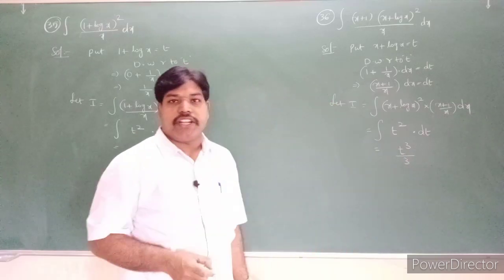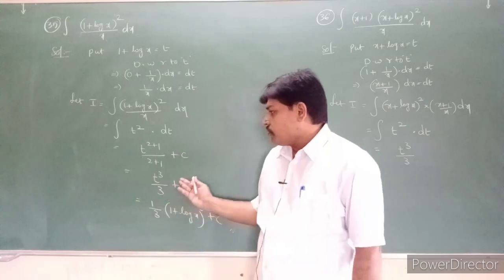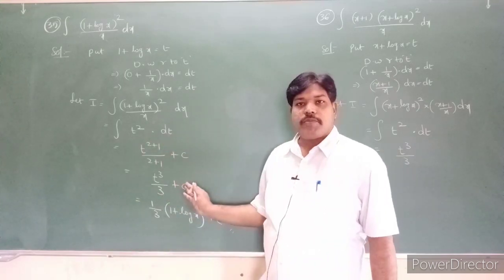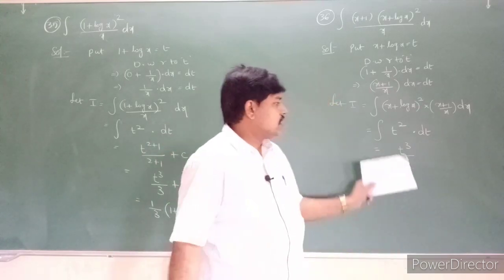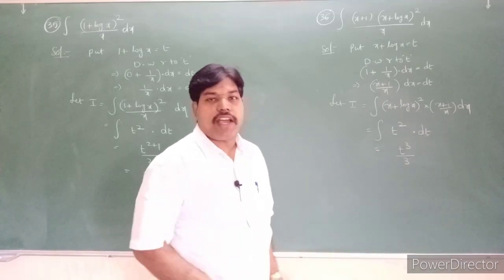The integral of t square is t cube by 3. Here you have to directly write that the integral of t square is nothing but t cube by 3. What is the t value?